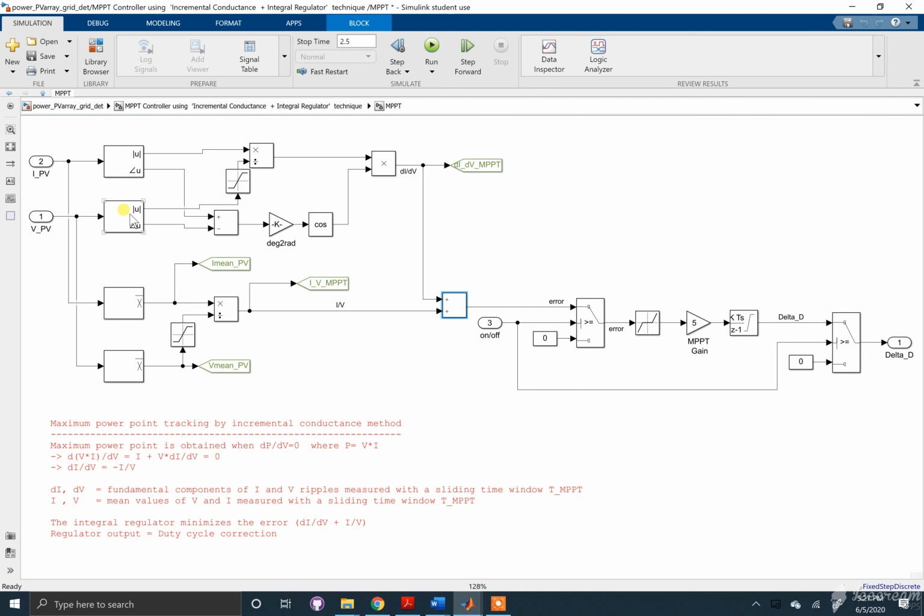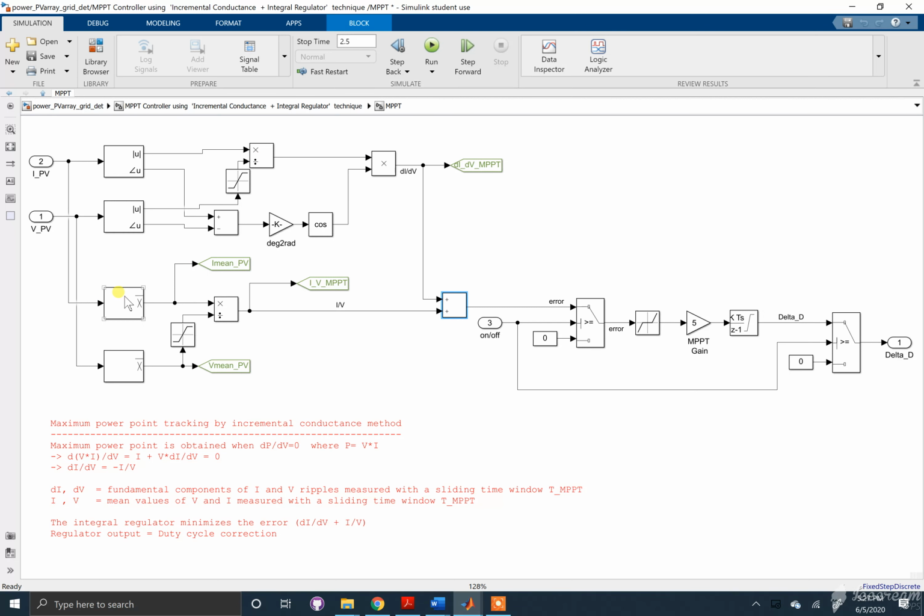These blocks take the magnitude and the phase. These are Fourier blocks, and they'll take those aspects of the signal. The magnitudes will be divided, I over V, and then the phases will be combined, and then through a trigonometric process will be multiplied by that I over V calculation over here, and it will produce the dI over dV signal.